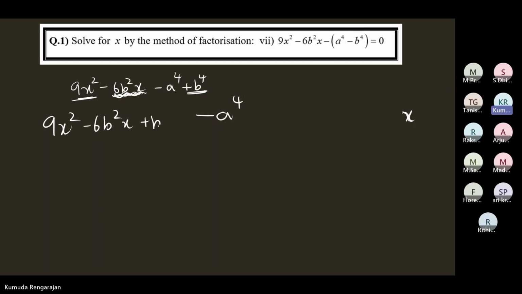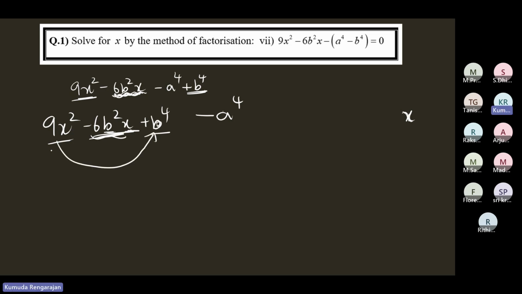These three have to be grouped: 9x squared minus 6b square x plus b to the power 4. This minus a to the power 4 stands alone. Because this one has b and x in it, we'll take this x square and b to the power 4 along with this.